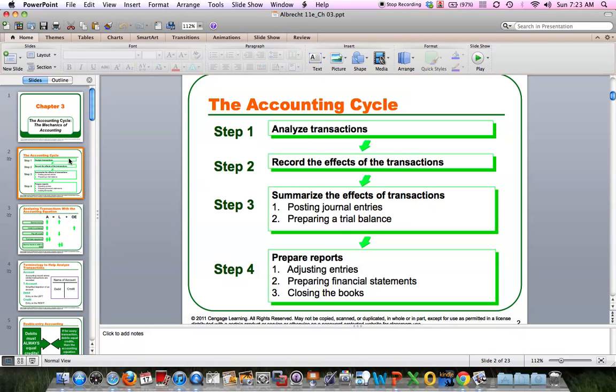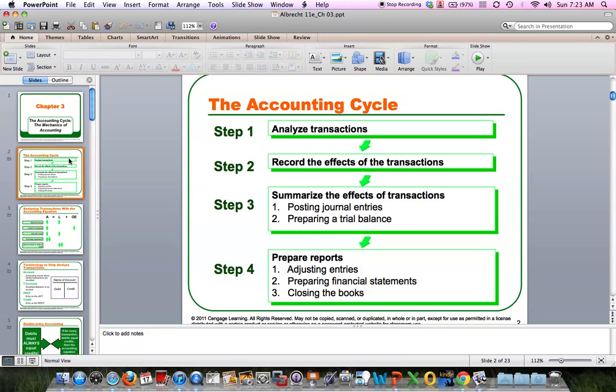Number two is we record the effects of these transactions. So number one is we analyze them. We have a source document. I've got a gas station receipt. I look at that and go, okay, I know I did this today. Number two is, how do I record that transaction in my books?